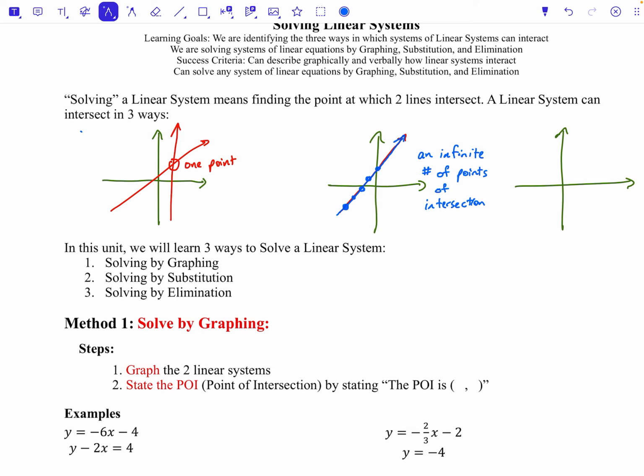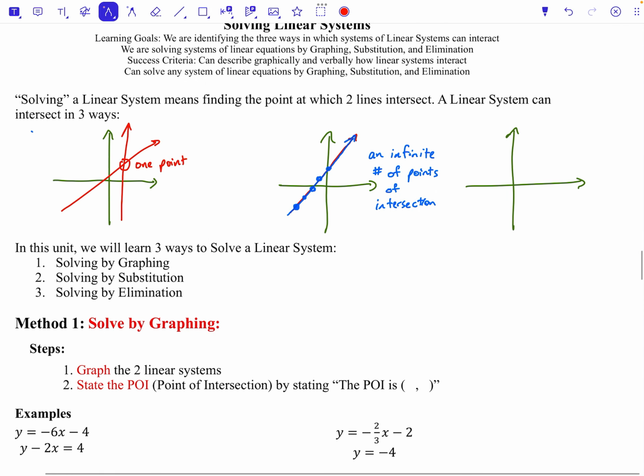All right, now my wording's a little confusing because the last one's a bit of a lie. The last way they could intersect is that they simply did not intersect, and that would be if you had 2 lines that were parallel. Okay, so if they were parallel, then there would be no intersection point.